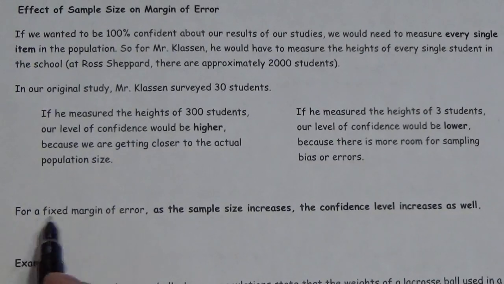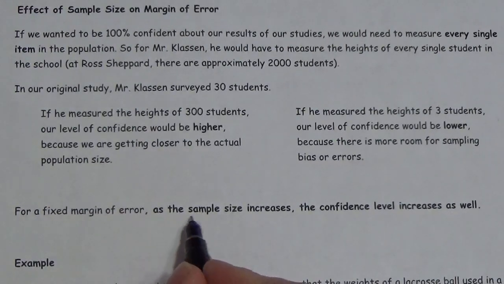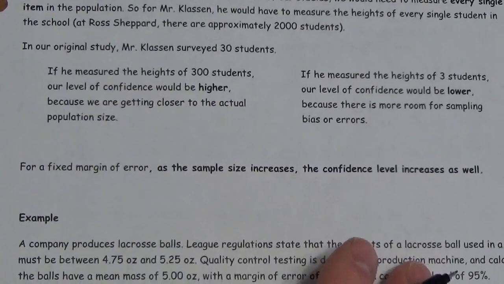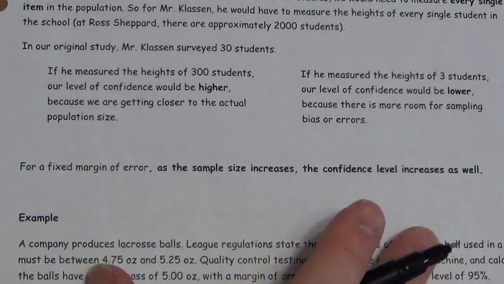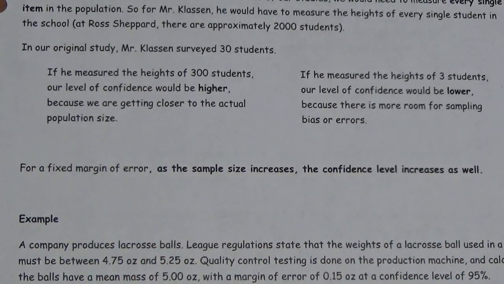So for a fixed margin of error, as the sample size increases, the confidence level also increases. The more people you talk to, the greater your confidence. You're going to go from like 95% to 99% and 99.99% and so on, until you get up to 100% after you've talked to everybody.